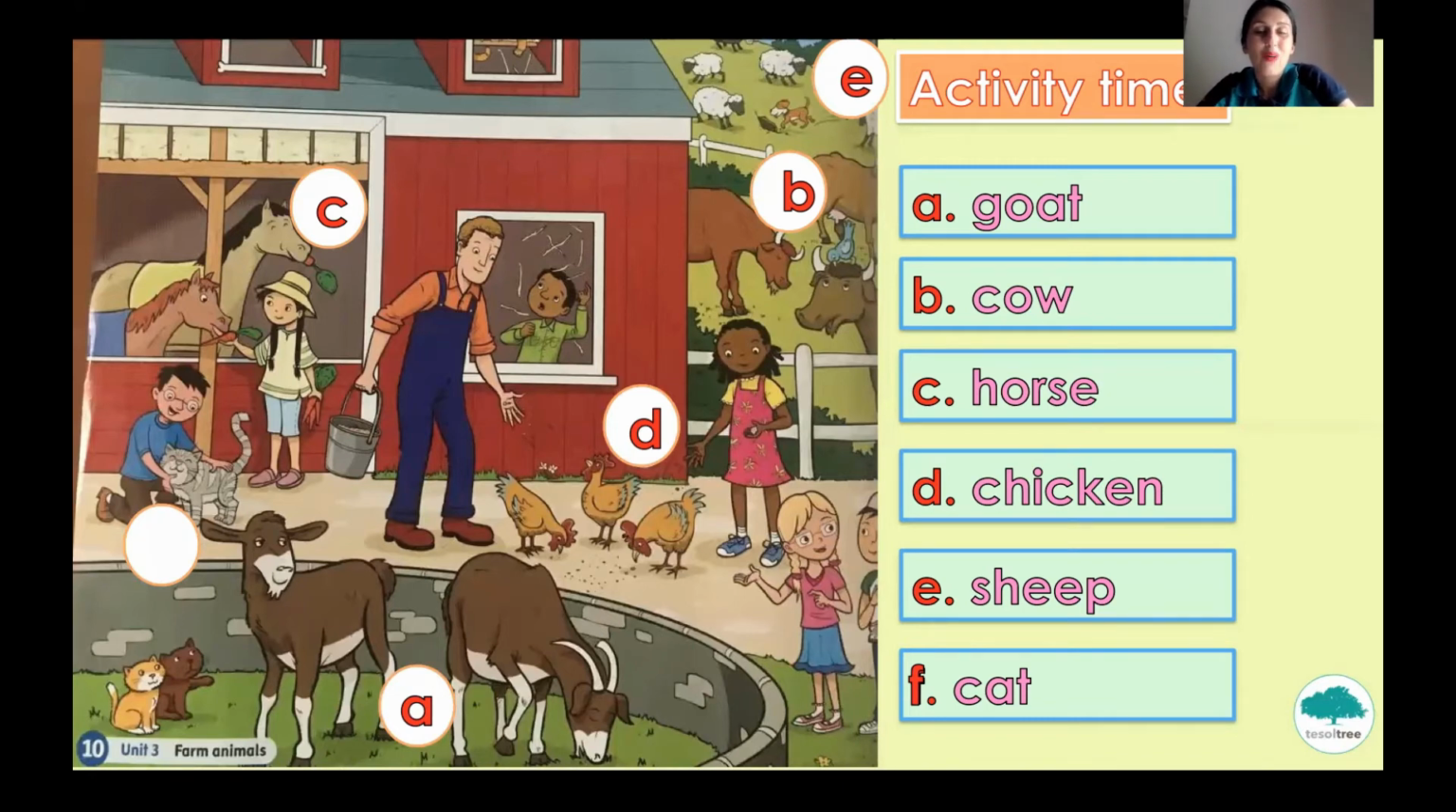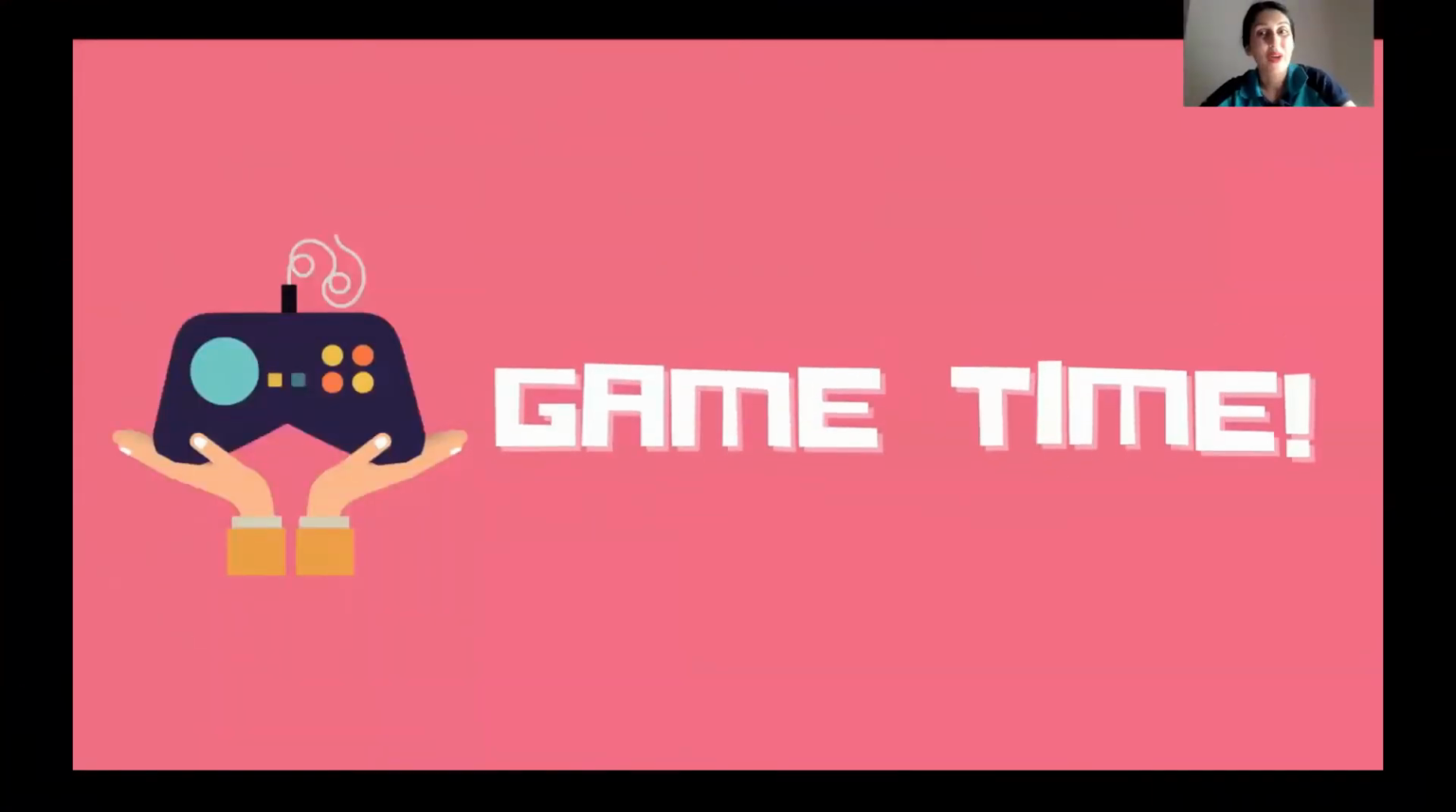Okay, and our last word is cat. So let's have a look at the picture. Can you guess where is the cat? Okay, that's correct. The cat is over there, the gray cat. Very good. So now we will have a game time.